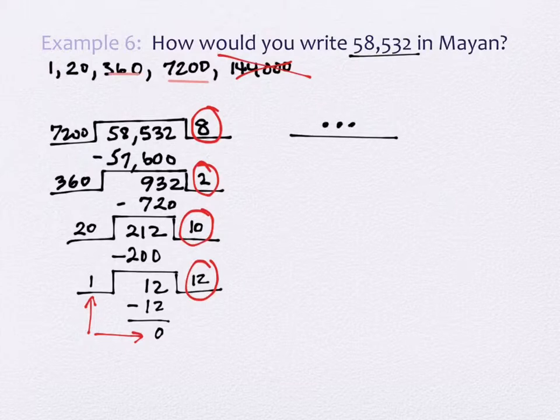The next value is the number 2. How do I get the number 2? 2 dots. There's no lines on that one, right? The next value is the number 10. 2 lines. And do you see a problem?